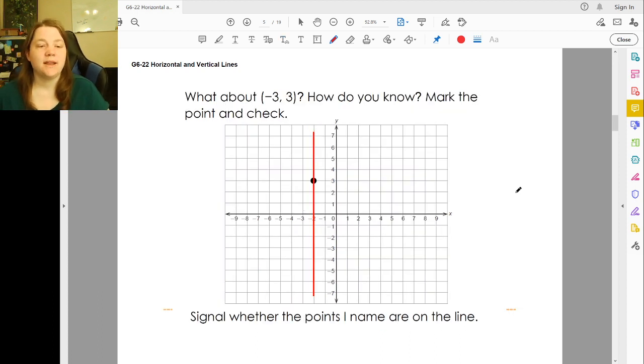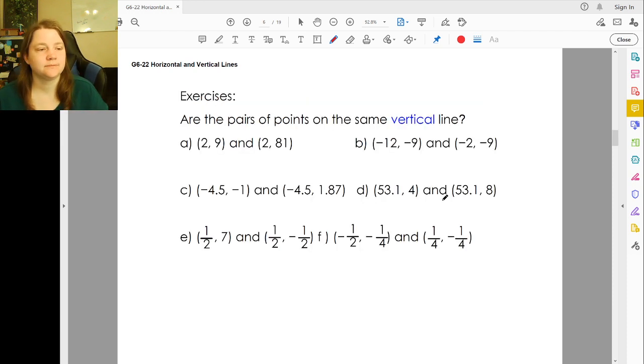What about the point negative 3, 3? Will that be on this line? No, because that means run negative 3. So negative 3, 3 is going to be somewhere on that line instead. It would be just one point off.